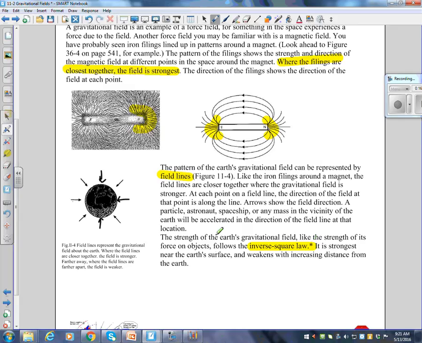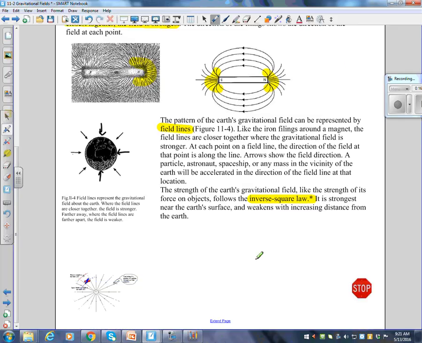It's strongest near the Earth's surface and weakens with increasing distance from the Earth. So where is it strongest? You guys should probably draw this in here. In close, it's strong. And these field lines actually extend out forever. So out here, the gravitational field is weaker. It's not the length of the line like a vector. It's how close it is to its neighbor. Okay? Just like Red Rover. If you're close to your neighbor, you're strong.